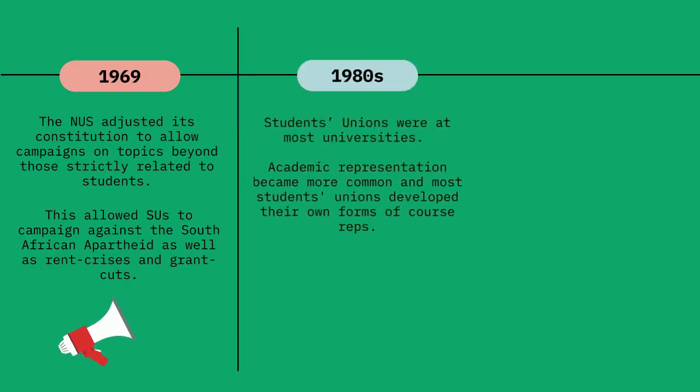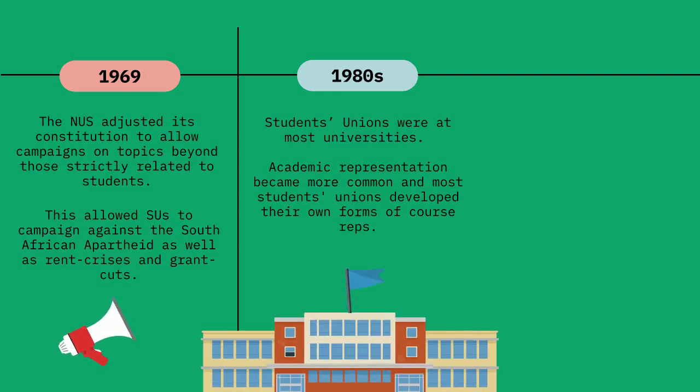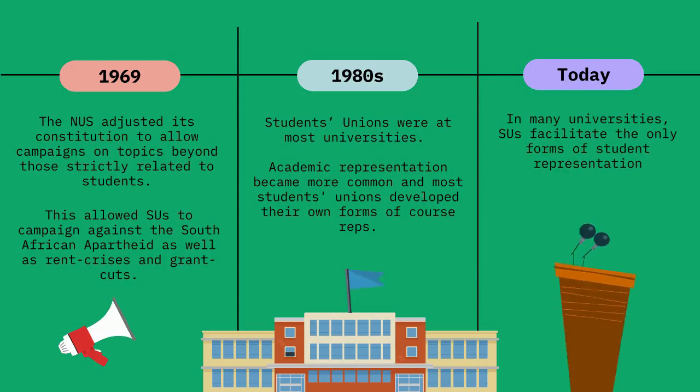1980s. Students' unions were at most universities. Academic representation became more common, and most student unions developed their own forms of course reps. Today, in many universities, SUs facilitate the only forms of student representation.